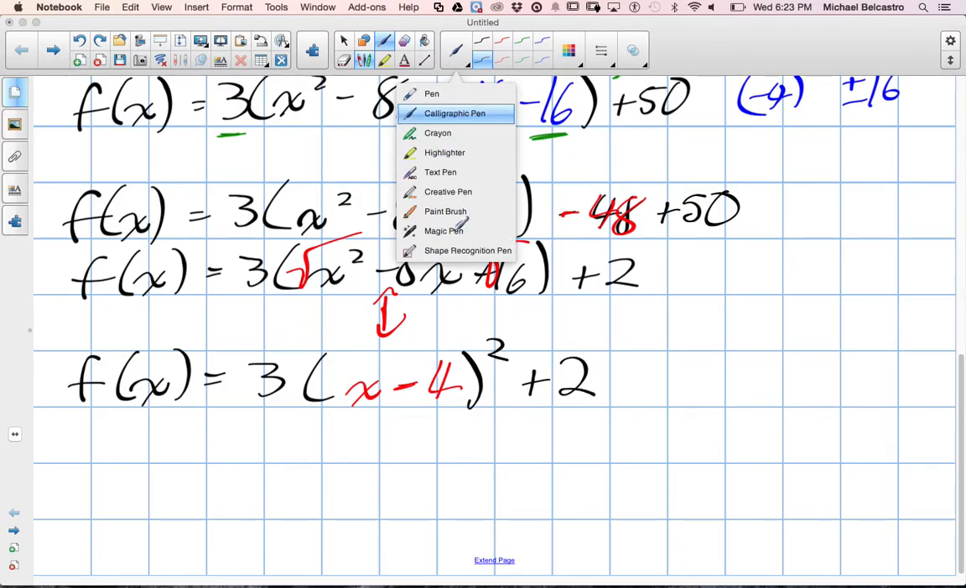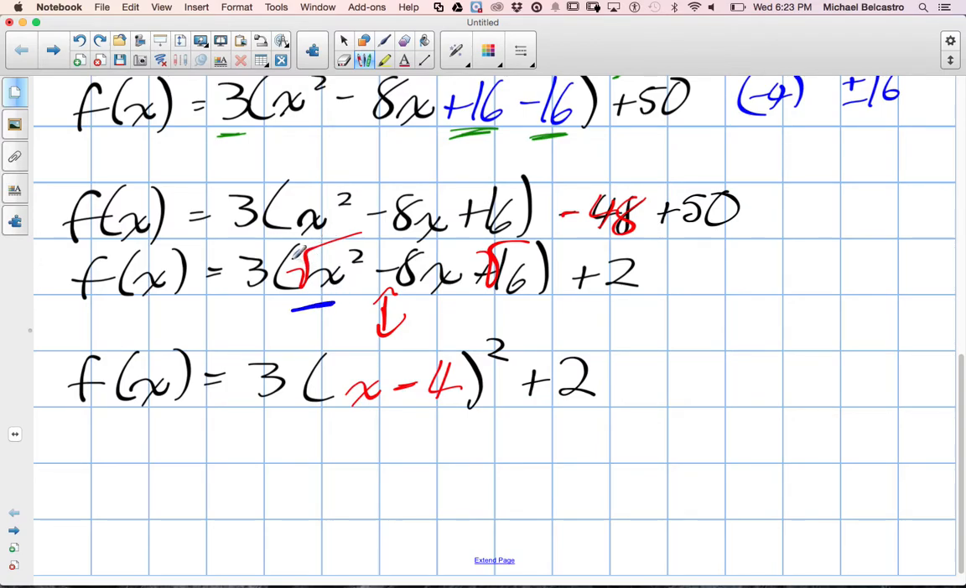So again, you could go through your factoring where you take a times c, and then we need to find two numbers that multiply to 16, and then add to our negative 8, and you can go through that whole decomposition process.